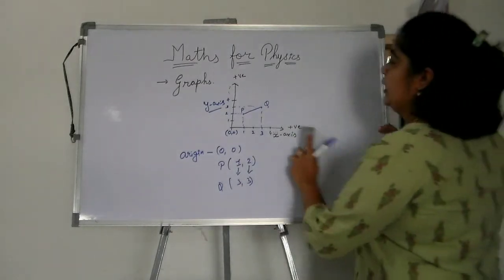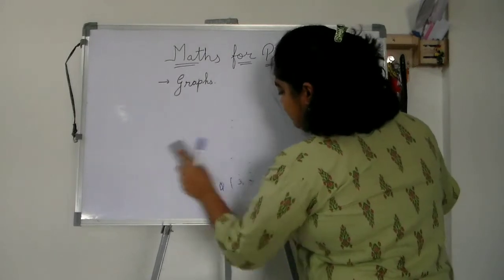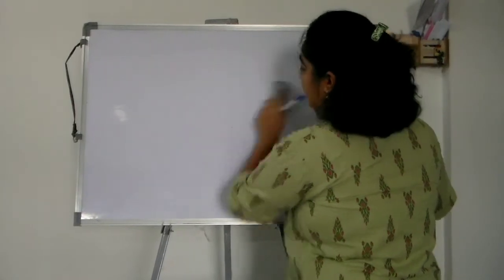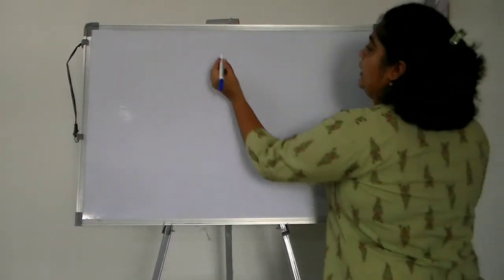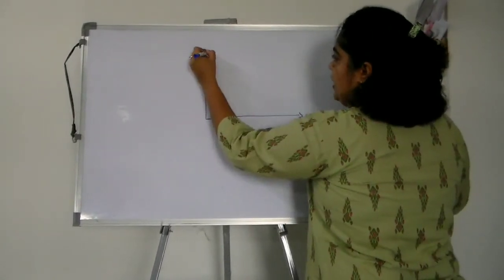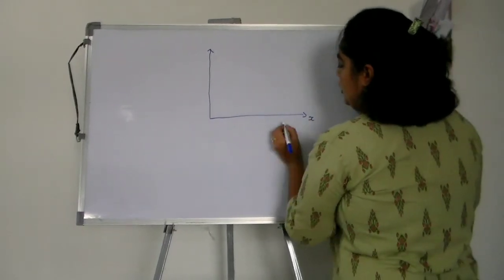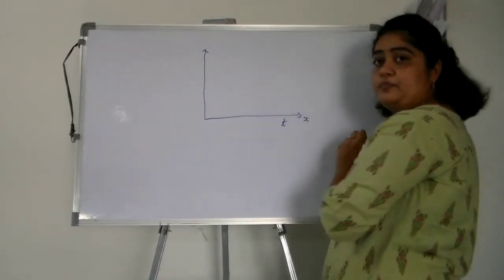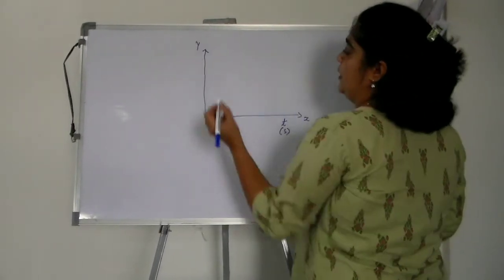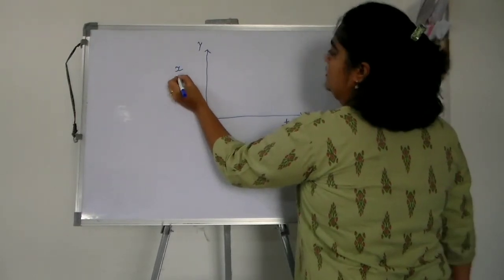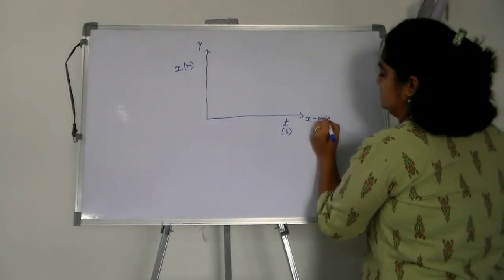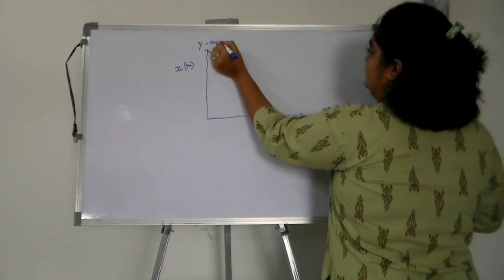Okay, so now again this Cartesian coordinate system, what we will do now is go back to our motion in a straight line. If you remember, in our last lecture we had this type of graph where on the x-axis we had time t, which is measured in seconds, and on the y-axis we had distance x, which is measured in meter. So this is my x-axis, this is my y-axis.